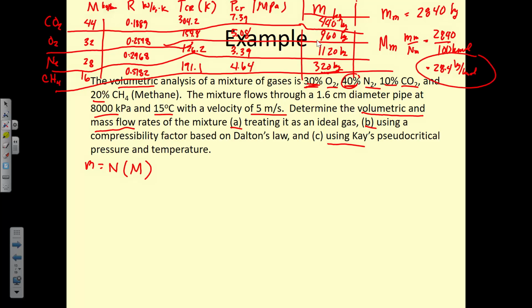So this is the number that's important, the molar mass of the mixture, and that's why it doesn't matter what we choose for the 100. Because if we chose 30, then this would have been some other value, and then we divide through by 30, and we'd get the exact same answer.